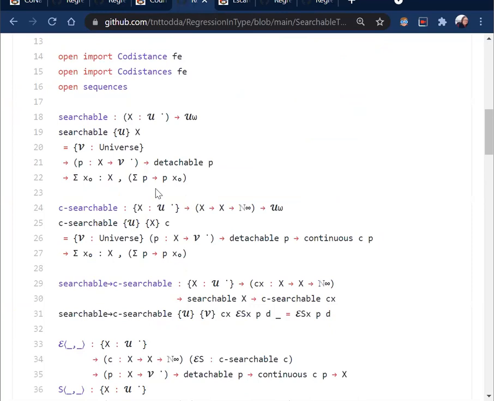superset of searchable types, which we call continuously searchable. And we just add one extra condition, that the predicate we want to search is also provably continuous, meaning that not only can it be answered given any element, but we explicitly know, because this is uniform continuity, how much information we have to look at to get an answer.